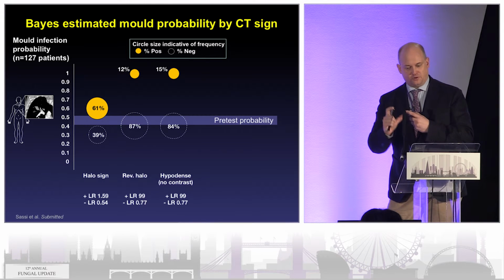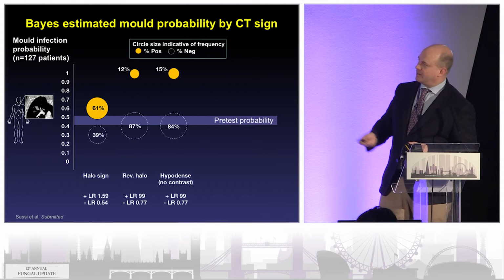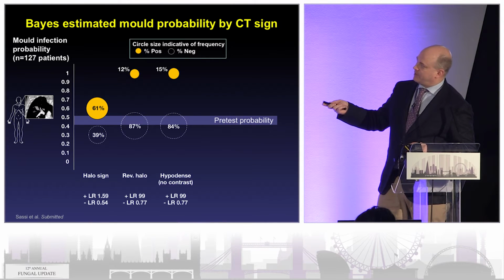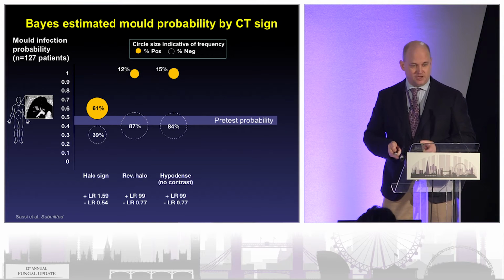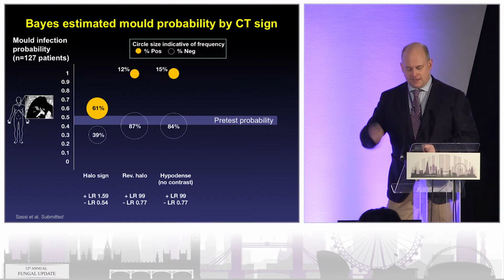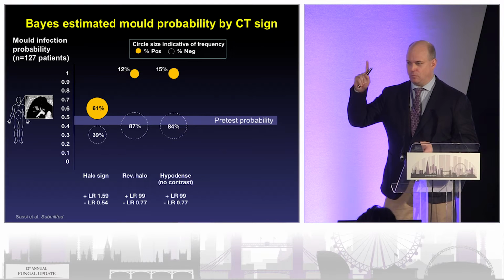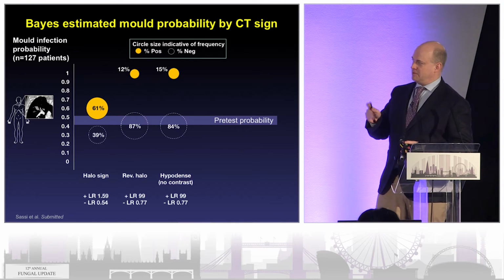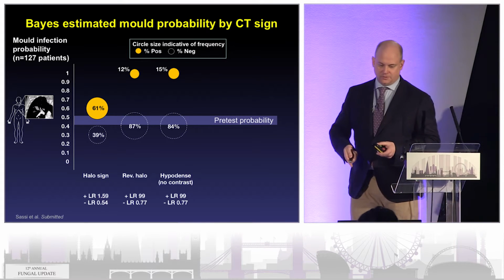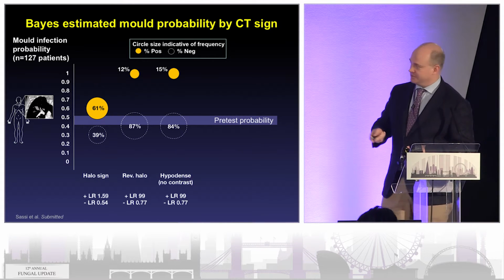And the size of these circles is in relation to how often we see these signs. For example, when we saw patients who had a reverse halo sign, very uncommon to see, but it was very, very suggestive, very high probability the patient had invasive mold disease. Interestingly, in our center, only one was mucormycosis. All of these were aspergillosis. So my feeling is it may be more of an indication of aggressive fungal disease rather than specifically mucorales.